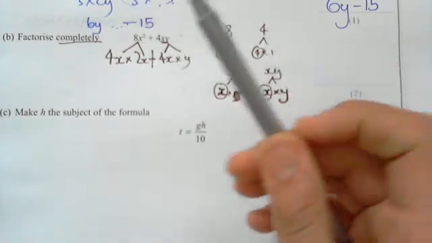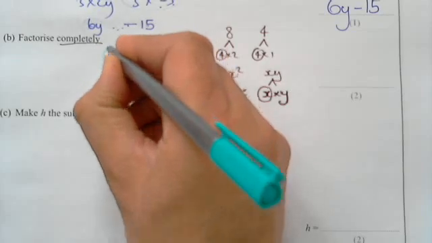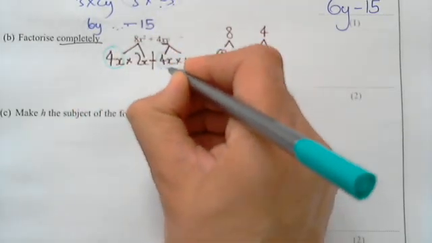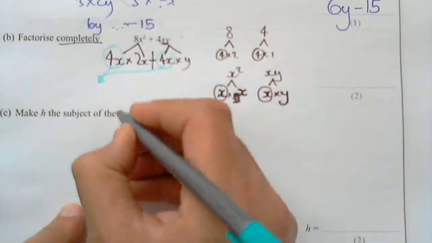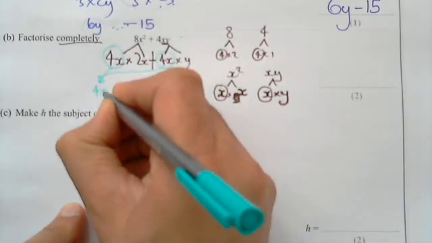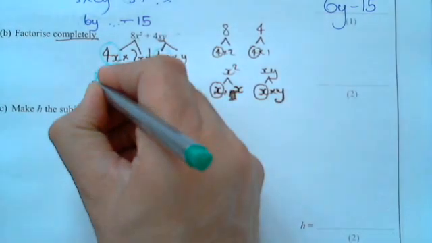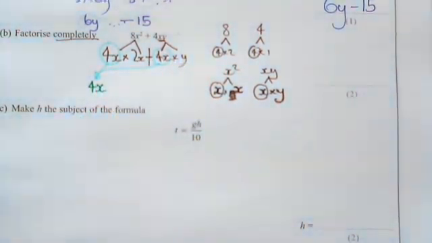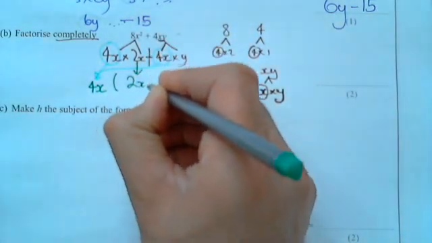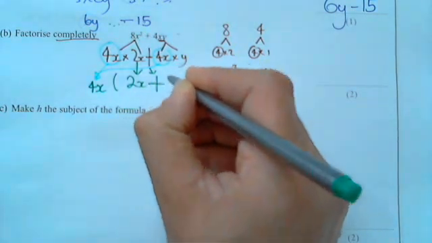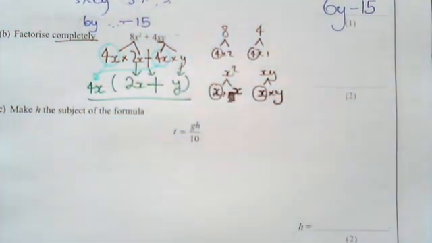So that's over here. So we're going to circle those, and we're going to take them out. Take them out by the scruff of the neck. Okay, different color, please. That one's too light. That's better. So we've got now 4x, bracket, drop the 2x down, drop the plus down, drop the y down, and we're done.